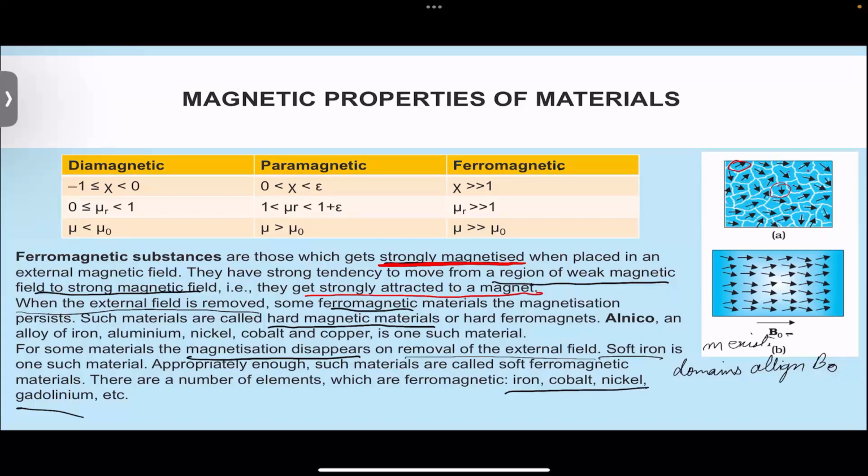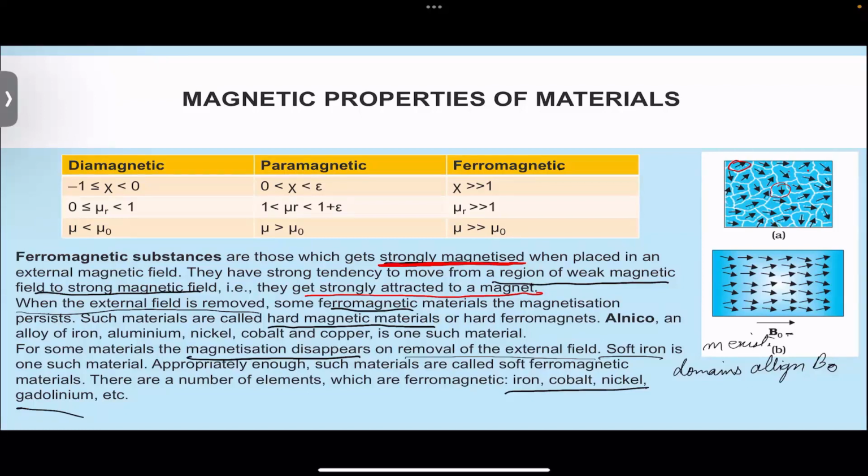So when you apply an external magnetic field, the domains will start orienting themselves in the direction of the external field. All the domains will merge together and grow in size. So these domains, and the motion where they are aligning themselves, is present.